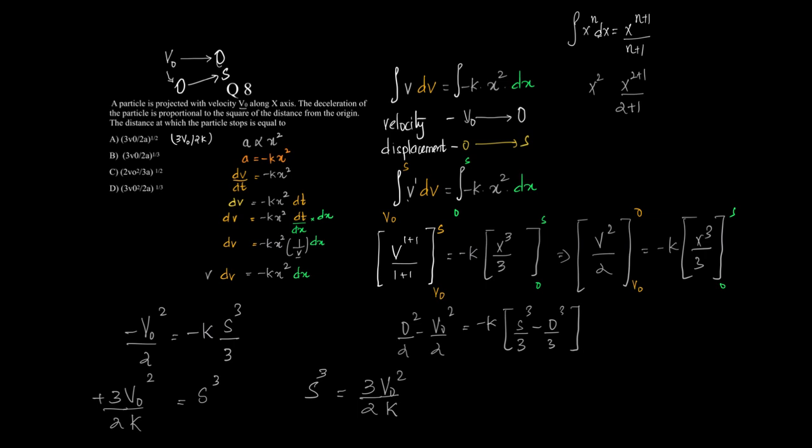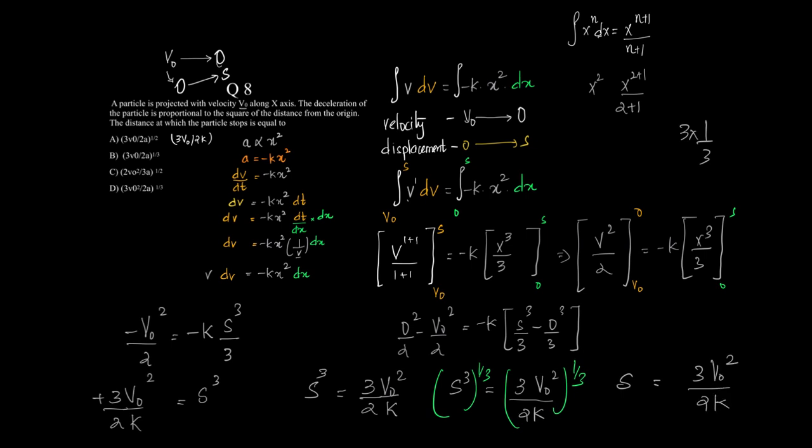Okay, 2k. And since it is s cube, if we take 1 by 3 on both sides, let me write that down also. So we have 3 v0 square by 2, the whole upon 2k. Now I'm going to take the power of 1 by 3 on both sides, the whole raised to 1 by 3. What will happen to the LHS? See, 3 into 1 by 3 becomes 1. So we get s is equal to 3 v0 square by 2k, the whole raised to 1 by 3, which makes the correct option as option 3 v0 square by 2k, option T.